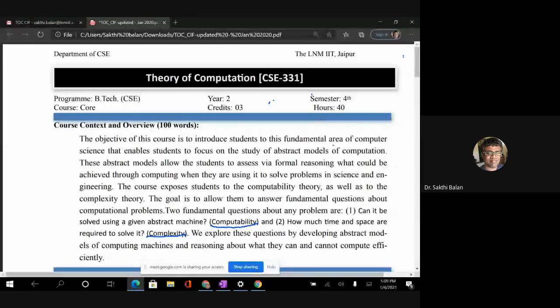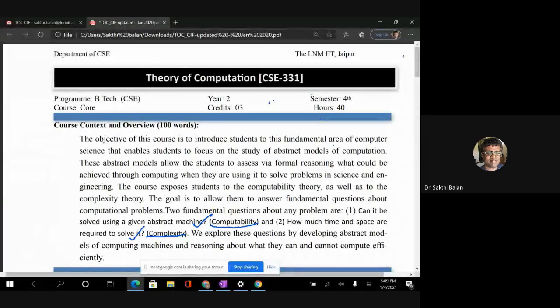There are two questions which you will be answering using this theory of computation course. It is a very, very fundamental basic course. As you have seen from the name, it's the theory behind the computation. We are trying to build some abstract models of computation and then answer these two questions: computability and complexity.